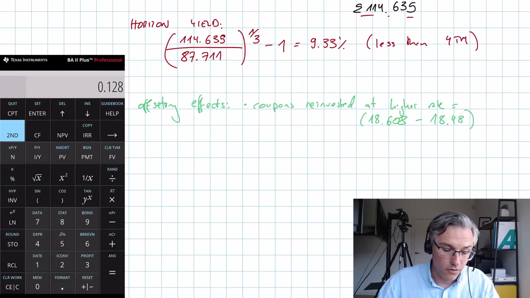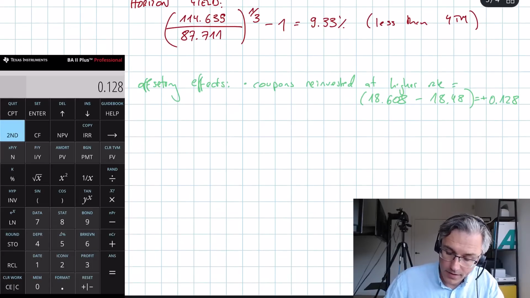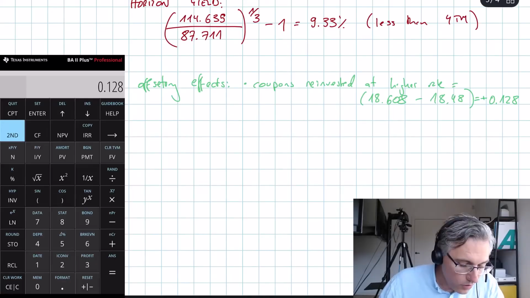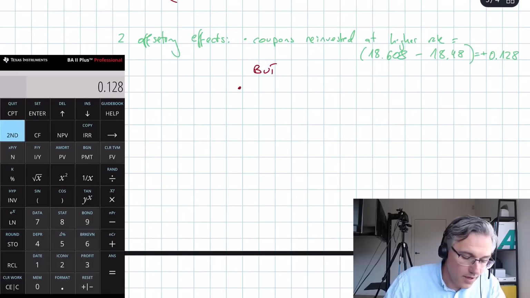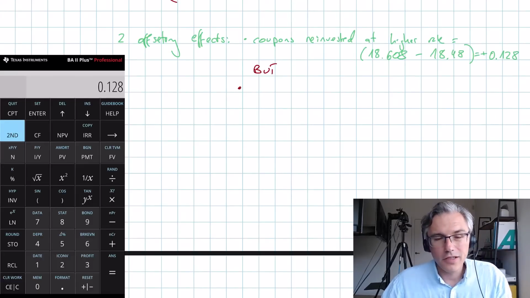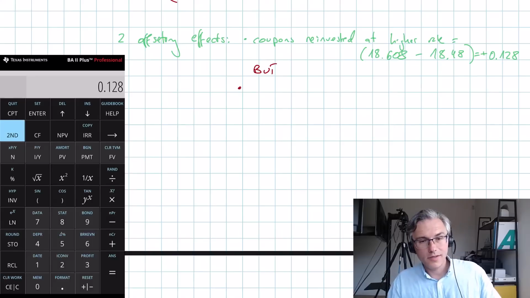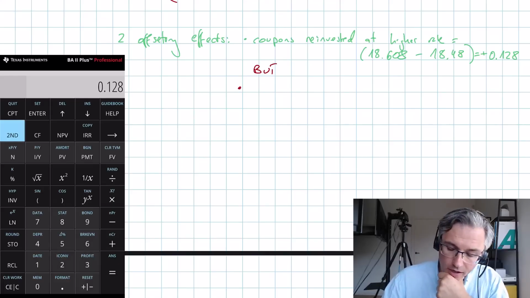That's a difference of a positive 0.128. Okay, that's brilliant. On the other hand, the offsetting effect is that due to the fact that we have a higher yield, we sell the bond for a lower price. There is an inverse relationship between bond prices and yields. So we actually suffer a capital loss, right?